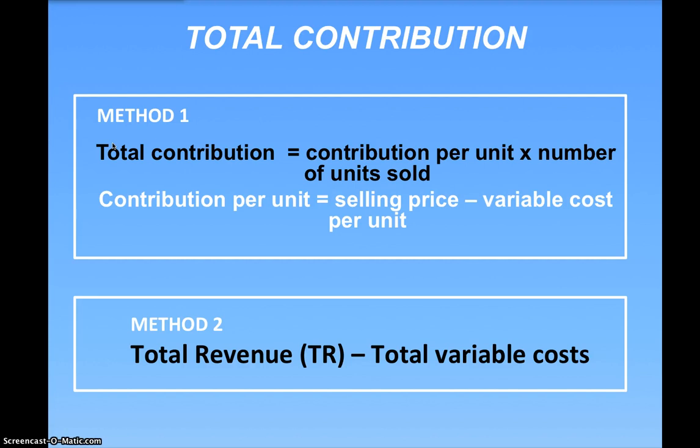number of units sold. The second method is actually even easier, because with method 2, all that we need to do is find total revenue, which is price times the quantity sold, and take away the total variable cost, which is the variable cost per unit, times the number of items sold again. Okay, both these methods pretty straightforward.